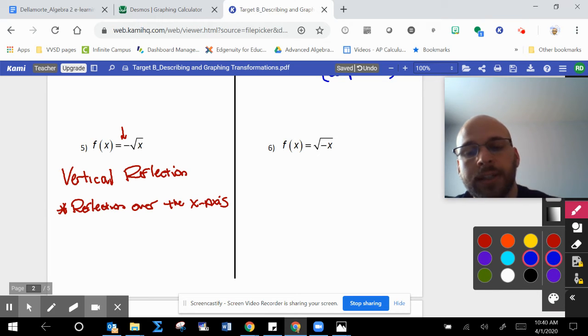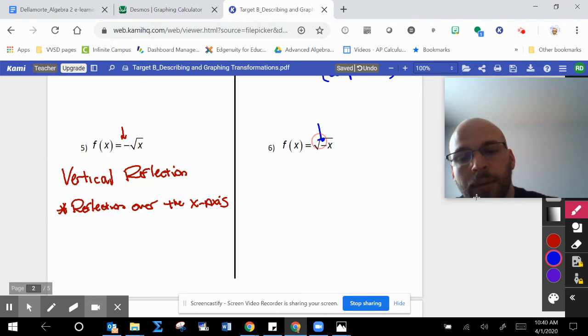And for number 6, I have that same negative, but now it's on the inside. So it's going to be just like any other problem we had above it. It's going to be a horizontal reflection.